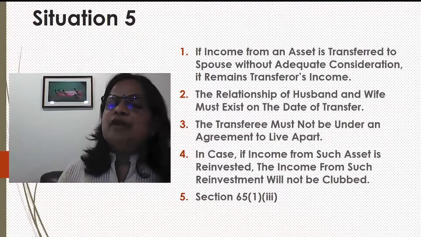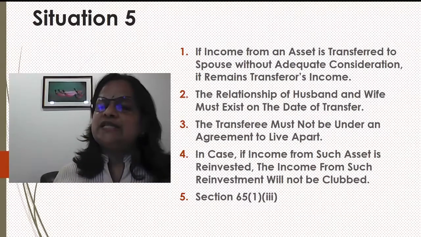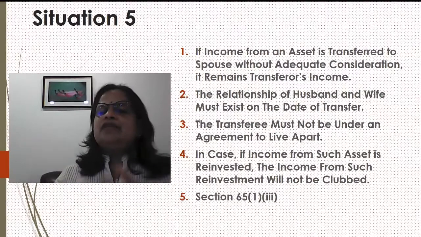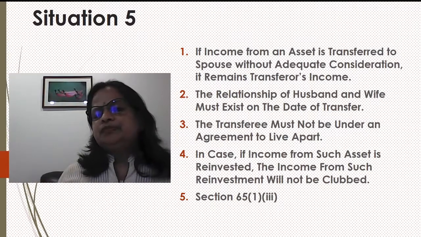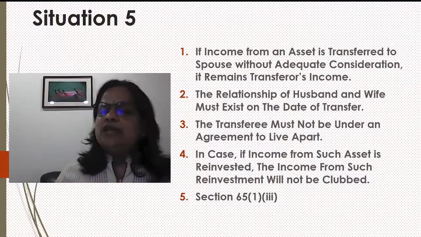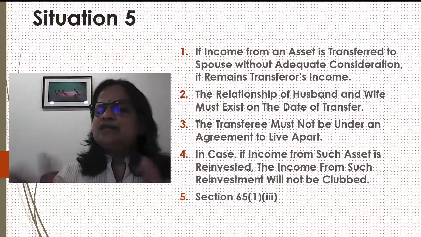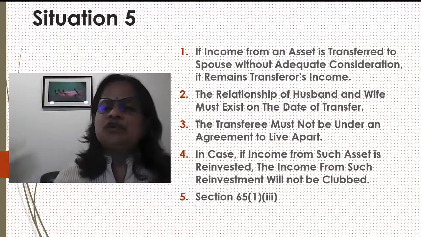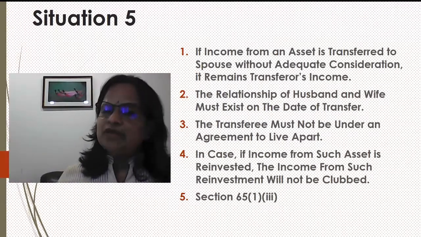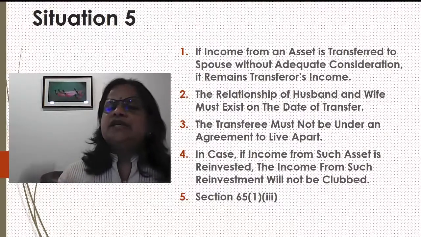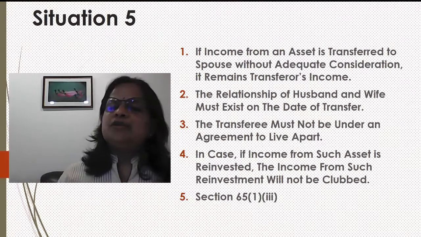The second point you have to remember: the relationship of husband and wife must exist on the date of transfer. So if they start living apart, if there is a divorce agreement, as a first stage for the divorce they have to live separately for 6 months. Then this condition is not valid. If they are still living together and they transferred the asset without adequate consideration, whatever income from that asset will be added to the transferor's income. Next, the transferee must not be under an agreement to live apart.